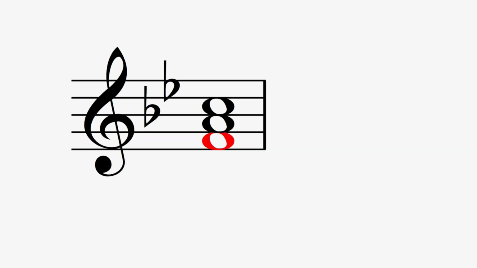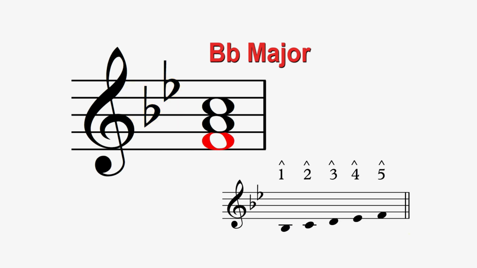Let's analyze a chord together. For now, let's just stick with major keys. Here we have a triad, and the root is F. Now if we look at the key signature, we know that that's B flat major. So where does F occur in the scale of B flat major? That will determine which Roman numeral we use. So if we look at the scale, we see that the root F is the 5th note in the sequence.